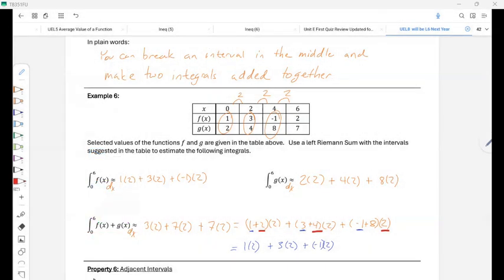4 is good enough. All right, and now I'll do the red one. So plus 2 times 2 plus 4 times 2 plus 8 times 2. And if you look at what I have in blue and red, isn't blue just the first integral? Yep. And isn't red just the second integral? Yeah. So this is the integral from 0 to 6 of f of x dx plus the integral from 0 to 6 of g of x dx.